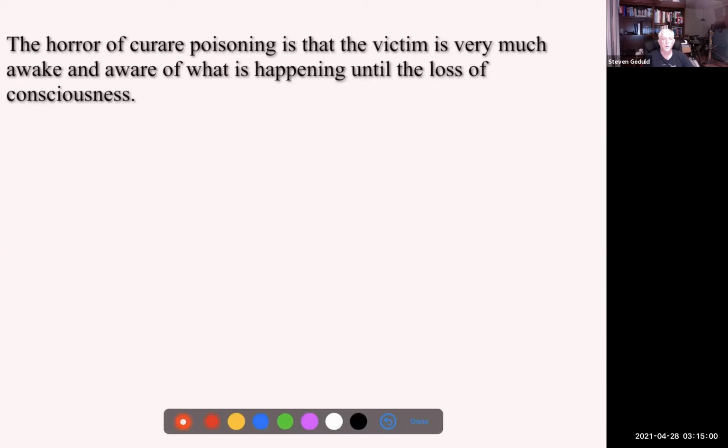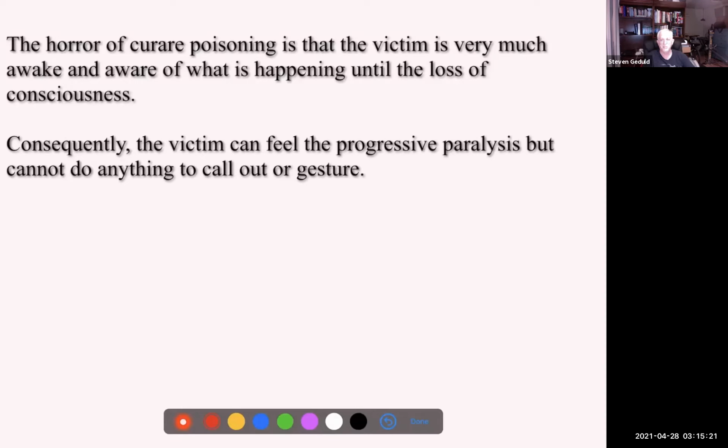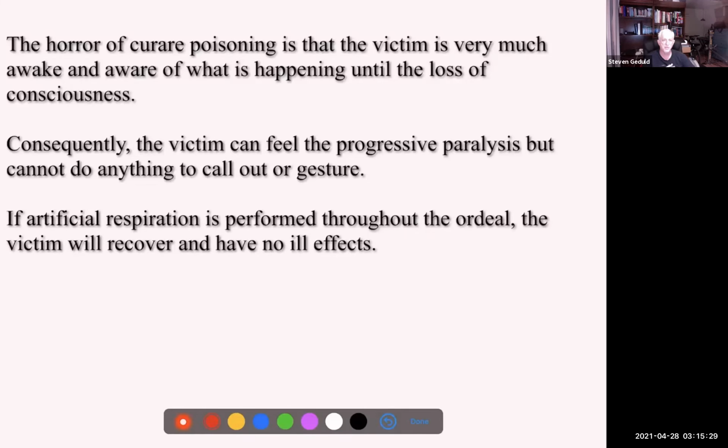The horror of curare poisoning is the victim is very much awake, aware of what is happening until the loss of consciousness from lack of oxygen. So if you do curare poisoning, your patient can feel every single thing that you do, and they cannot move. They can't even blink an eye. Again, not a good way to die. Consequently, the victim can feel the progressive paralysis, but can do nothing to call out or make anybody aware of it. If artificial respiration is performed throughout the ordeal, the victim is going to recover with no ill effects. So if someone has curare, you keep them on a respirator, they'll do just fine once the curare wears off.